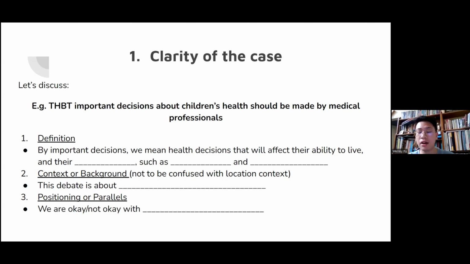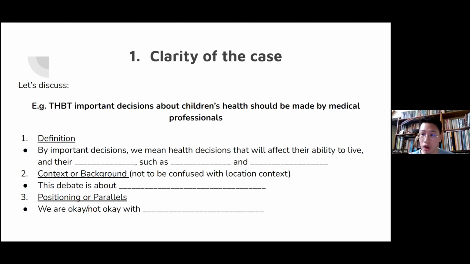What is this debate about? So this is not like context, again, like the previous example. This debate is clearly about instances where medical professionals disagree with parents, right? Because if it was about parents that agree with medical professionals, there would not be a debate because they agree on the same things. So this debate is clearly about instances where there's a disagreement, who should be able to make that final decision. What are we okay and not okay with?